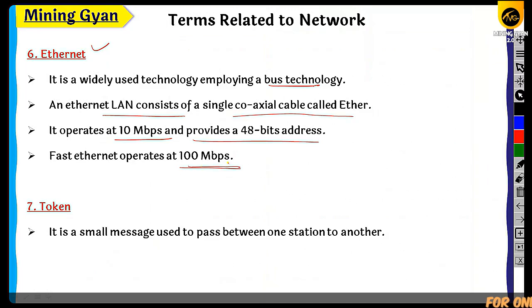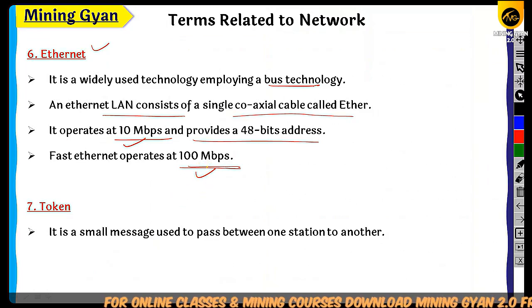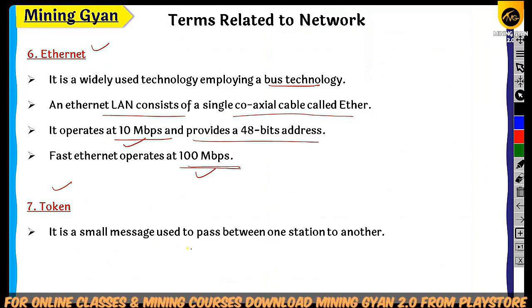Basically, what we use in fiber optics is a fiber signal. Ethernet is a twisted pair kind of wire. It operates at 10 Mbps and can also operate at 100 Mbps speed. Mbps means megabits per second. The token is a small message used to pass from one station to another station. So basically tokens are messages used to pass a signal from one station to another station.